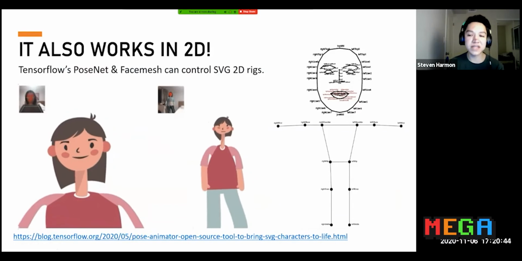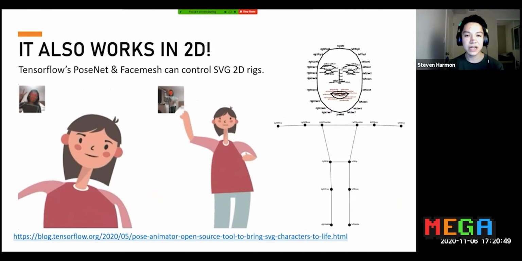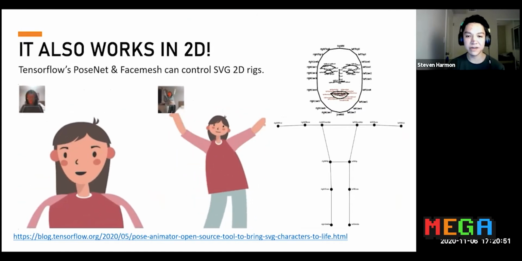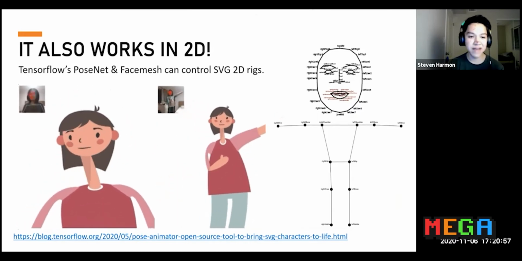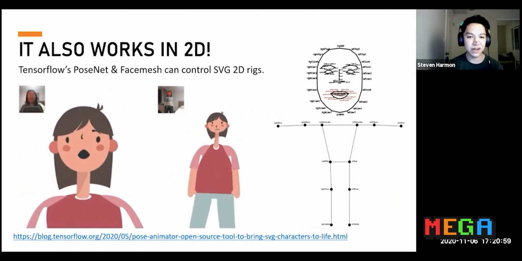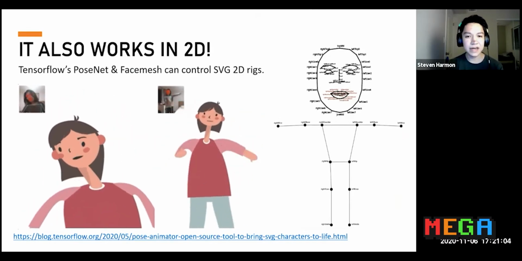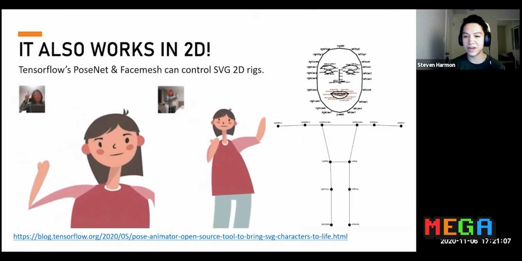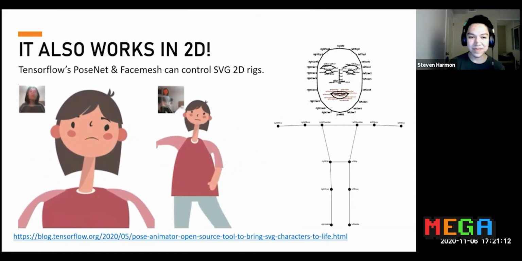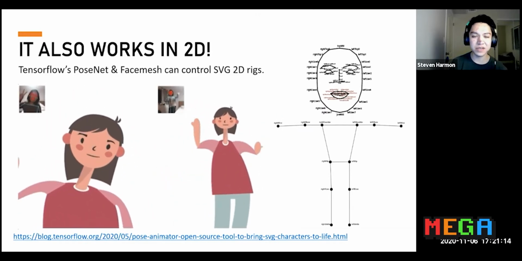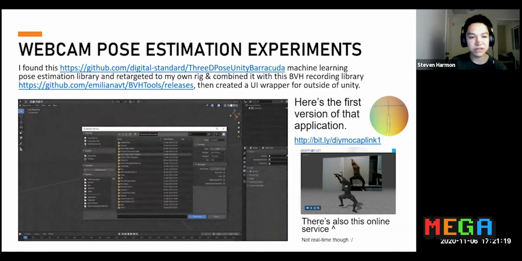But also, this technique works in 2D. TensorFlow's PoseNet and Face Mesh can control SVG rigs. So if you have some vector art for characters, you can actually do little virtual avatars. I think this is how those VTubers do their thing. So you can have anime girls or whatever. I mean, sky's the limit here. And this works in JS, so it's pretty impressive. But this is all free to use, which is fantastic.